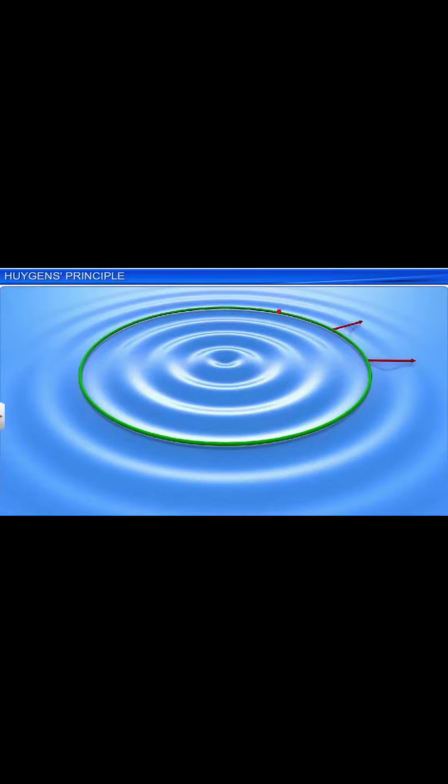An outward normal drawn at any point on the wavefront represents the direction of the wave at that point. In terms of energy, we say that the energy of the wave propagates in a direction perpendicular to the wavefront. The speed at which a wavefront travels is the speed of the wave.